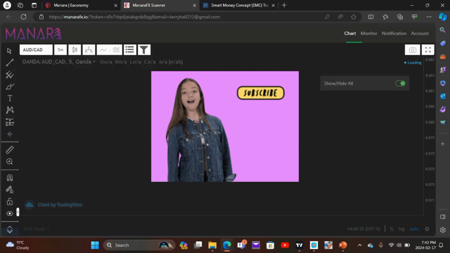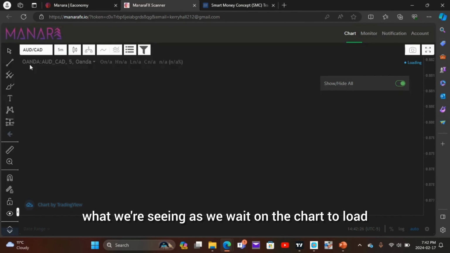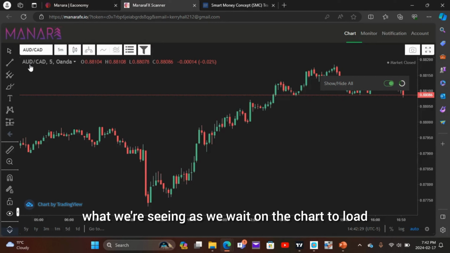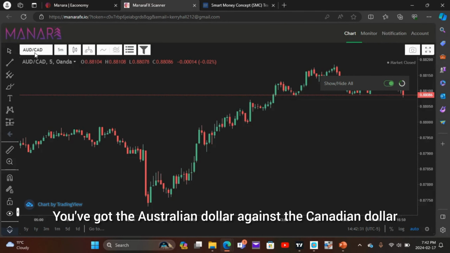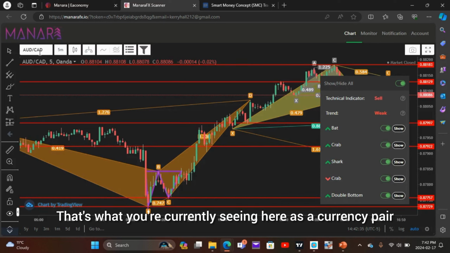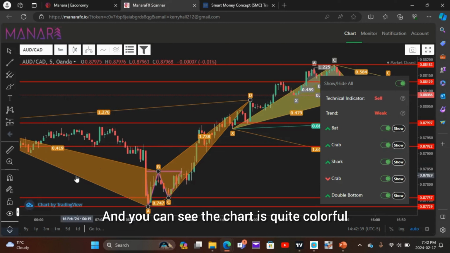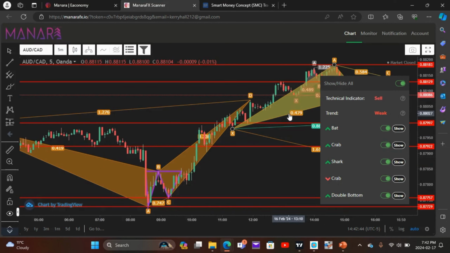This is really what you are looking at. Now, let's go ahead and talk about what we're seeing as we wait on the chart to load. You've got the Australian dollar against the Canadian dollar. That's what you're currently seeing here as a currency pair. And you can see the chart is quite colorful and pretty, isn't it?